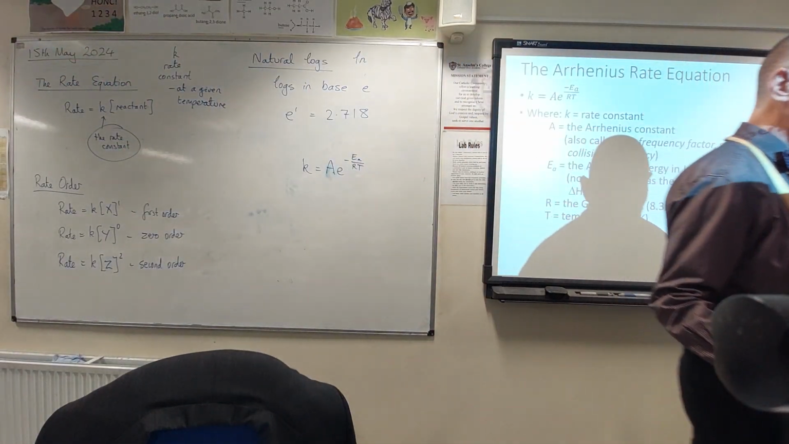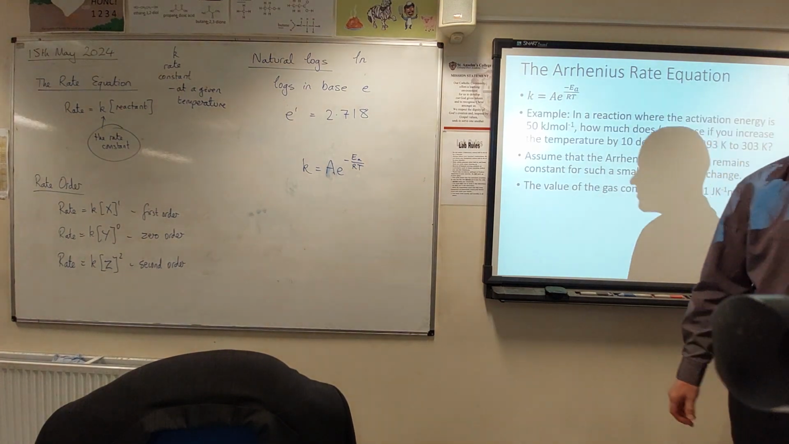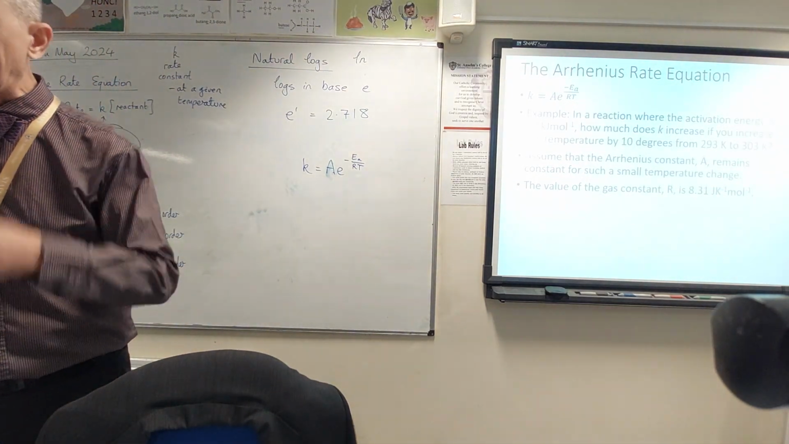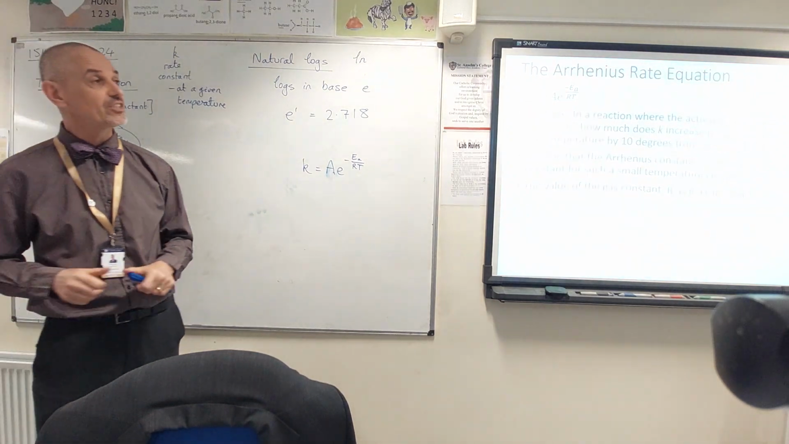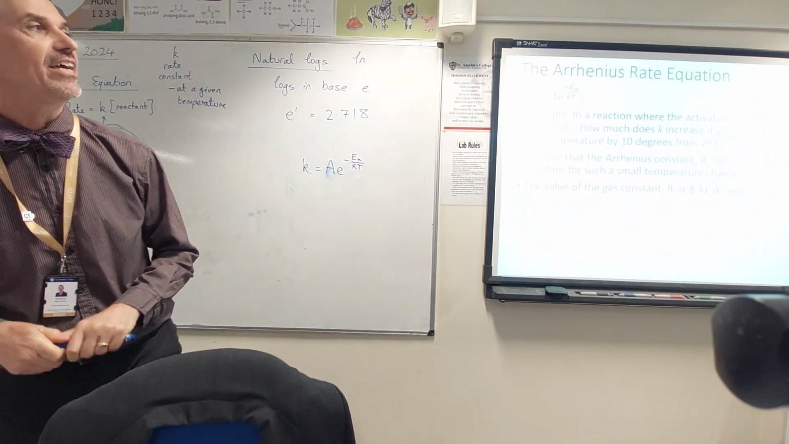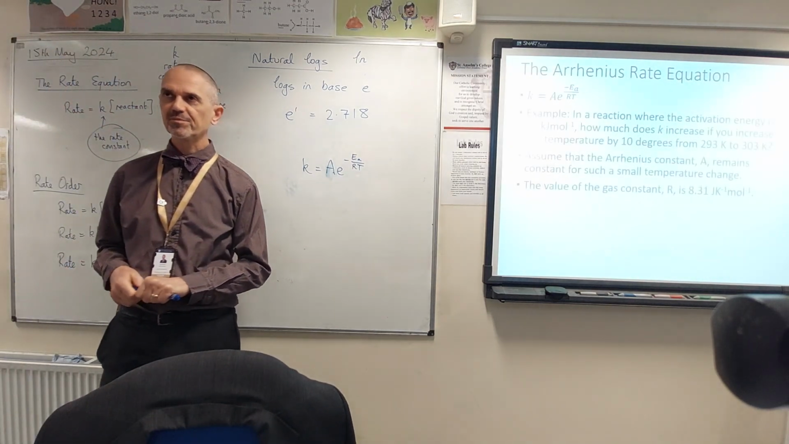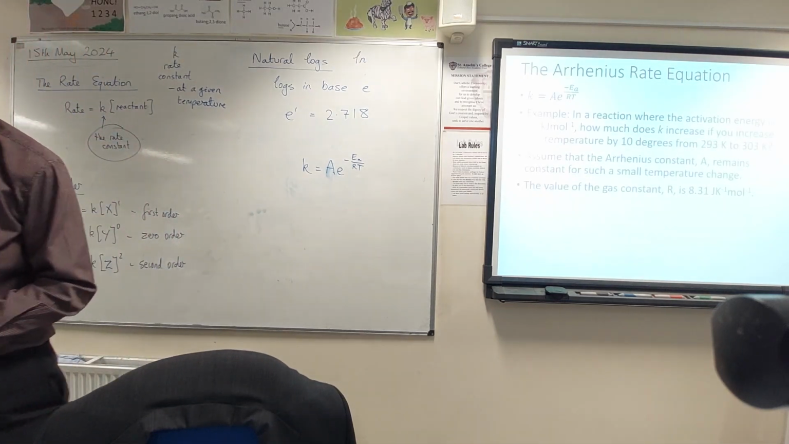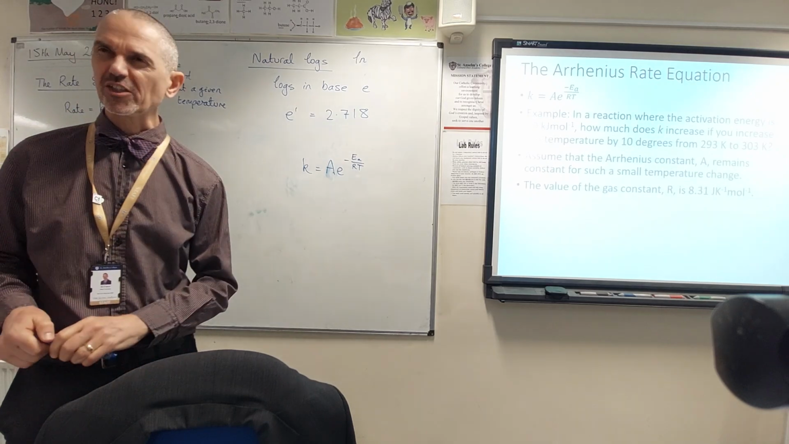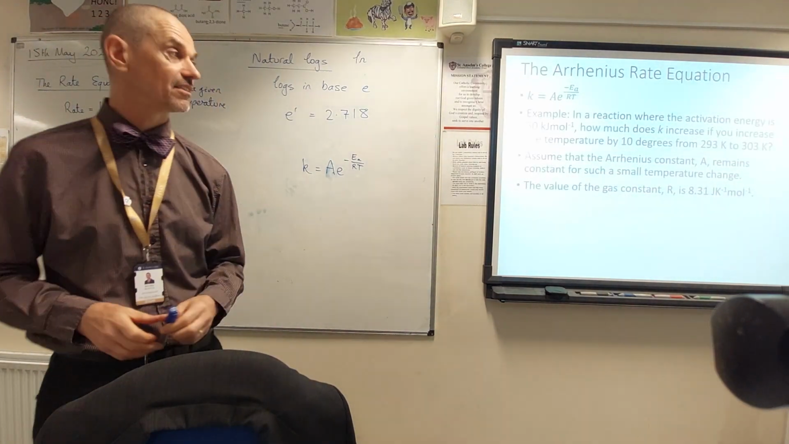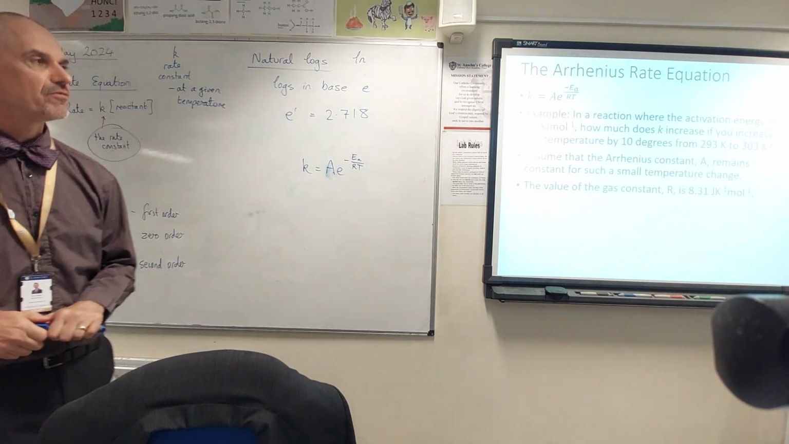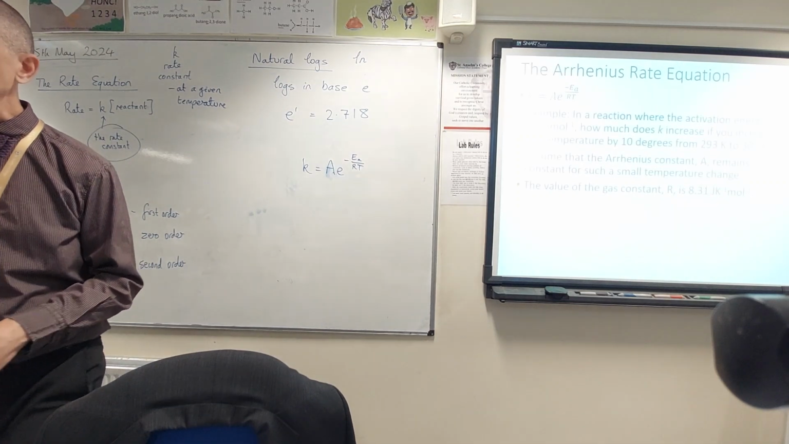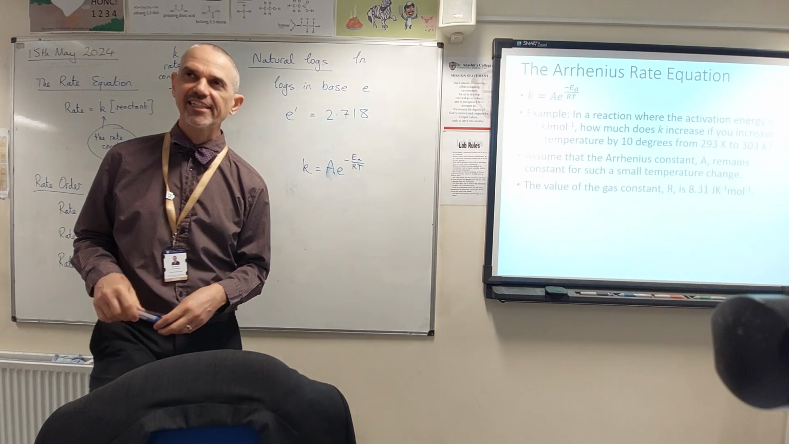Should we try and put some numbers into this thing? See how far we get. In a reaction where the activation energy is 50 kilojoules per mole, how much does K increase by if you increase the temperature by 10 degrees? We'll assume that the Arrhenius constant A remains the same, which it pretty much does. It'll go up by about 1% for a 10-degree shift. Value of the gas constant is 8.31.